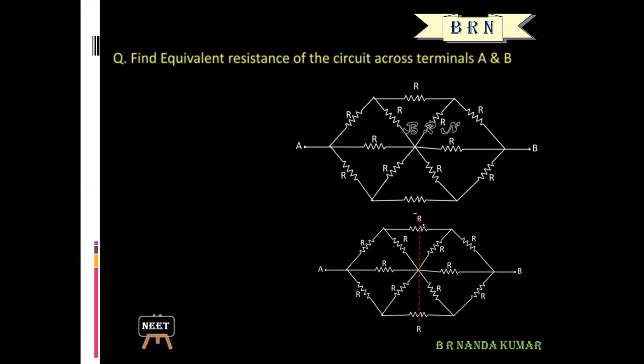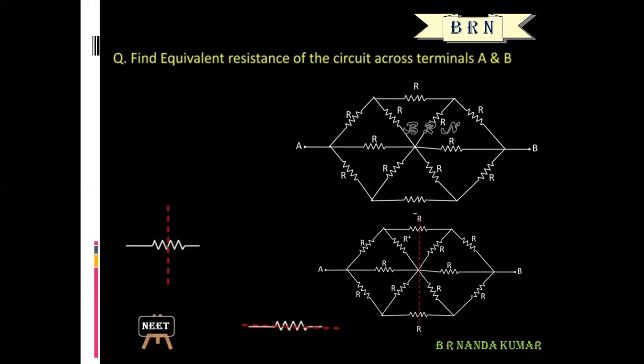A resistance can be cut only in a vertical way. We can't cut the resistance in a horizontal way. This is the wrong method. A resistance can be cut only in a vertical way. So this is the right method.